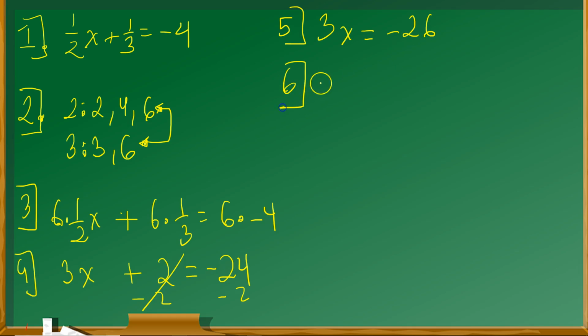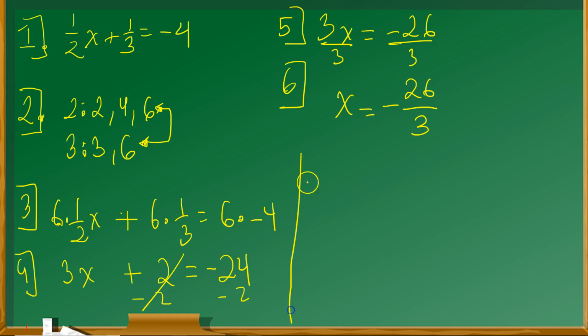Which means lastly at step 6, when you divide by 3, the transition here, you will have that x equals -26/3, and that is the final incorrect answer. In case it's been a while, let's take a look at working with fractions.